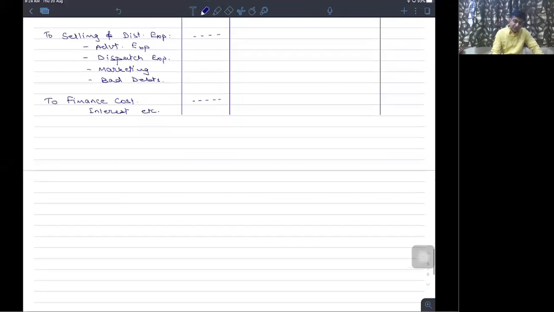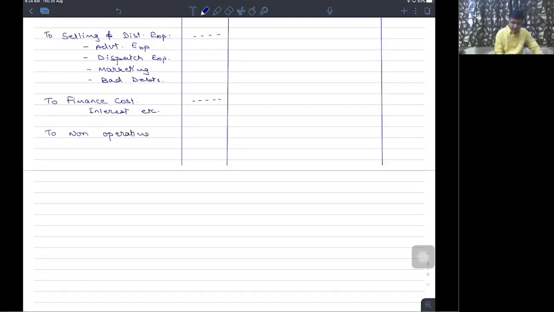Then your business may also be required to pay, or your business may also incur certain non-operating expenses. Therefore, non-operating losses will also come into the P&L account, credit side.